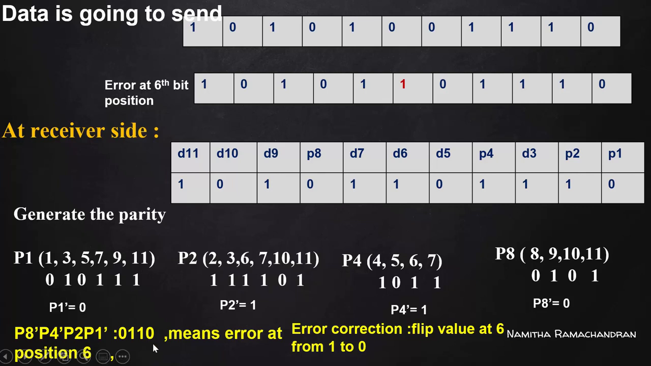So this is the detection. We detect here an error at position 6. And this is the mechanism of correction. We need to flip the value at position 6. Whatever value is present at location 6, we need to flip it. Here it is 1, so we need to change that 1 to 0.